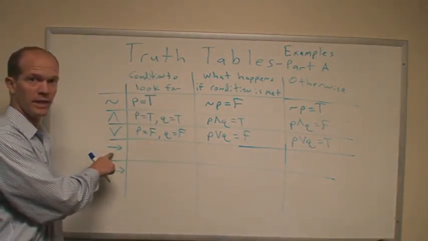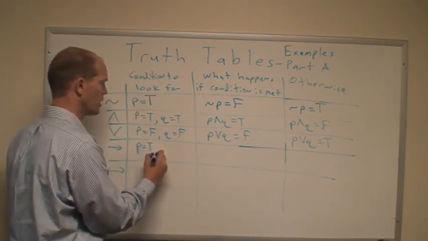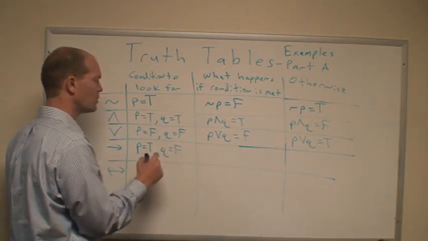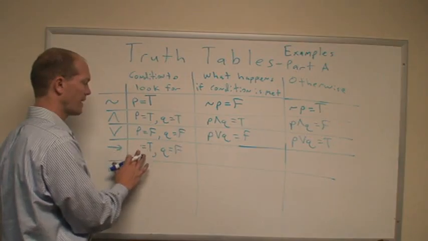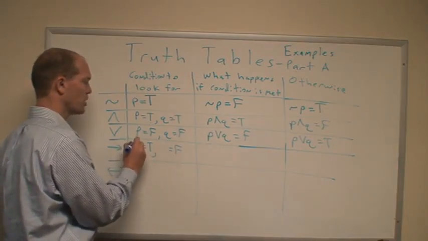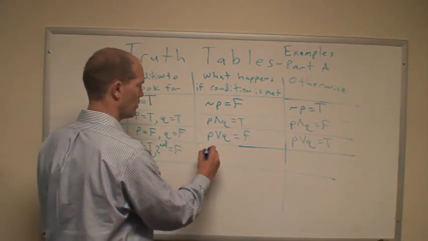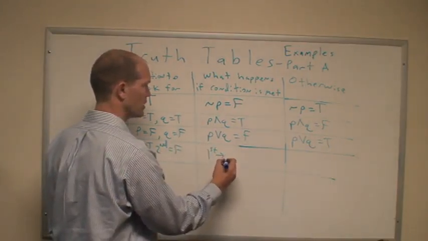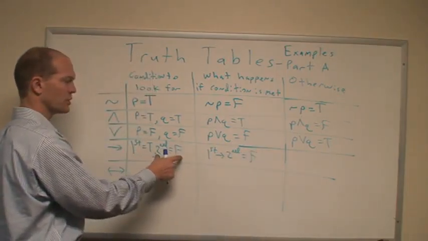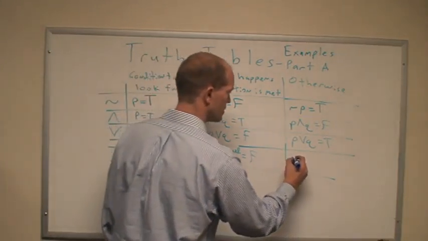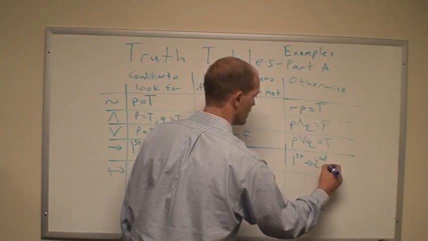For the conditional, for the if-then statement, we're going to look for where P is true and Q is false. Again, this is the only one where the order matters. That is, the first one is true, the second one is false. In fact, I'm going to write it like that. First part is true, second is false. Well, with the if first, then second, that's false when the first thing was true and the second was false. Otherwise, the if-then is true.